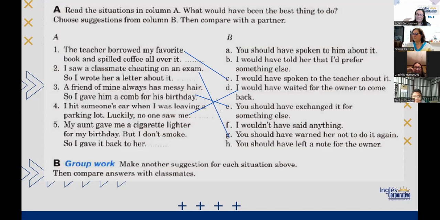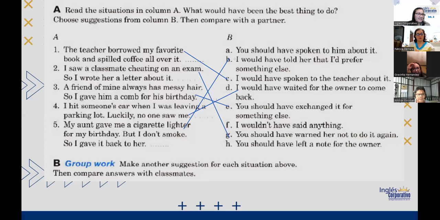The camera saw you. Okay, my aunt gave me a cigarette lighter for my birthday, but I don't smoke, so I gave it back to her. Yes, I would have told her that I prefer something else. Thank you, Grandma, but I don't smoke, right? And the letter A, we have it as an extra one.